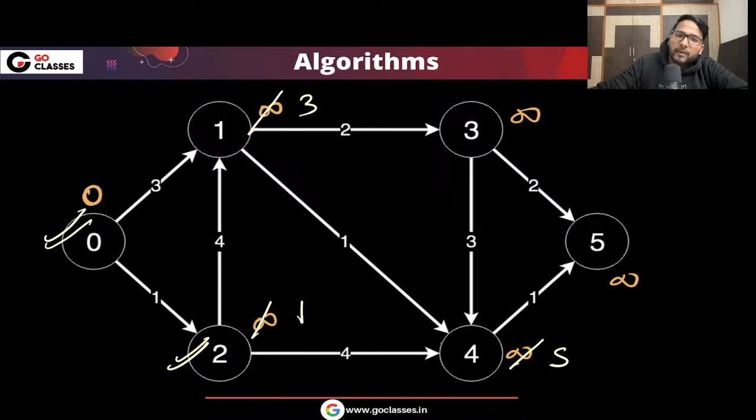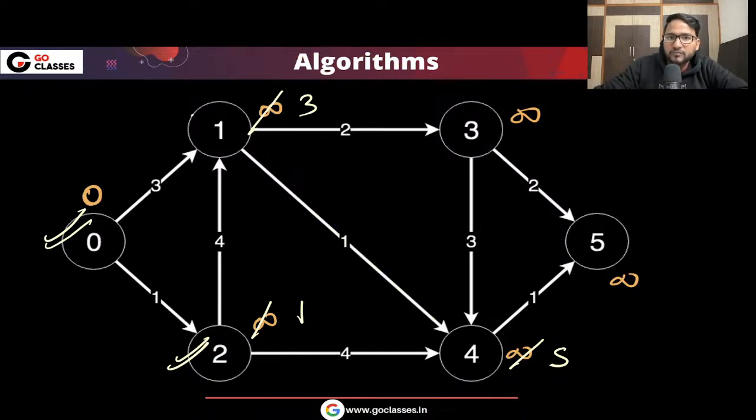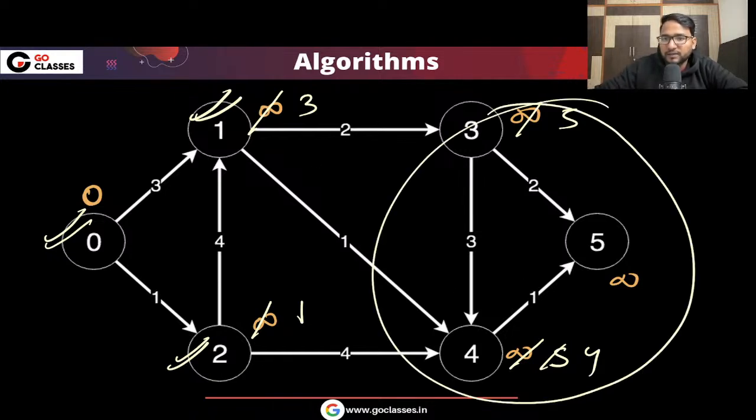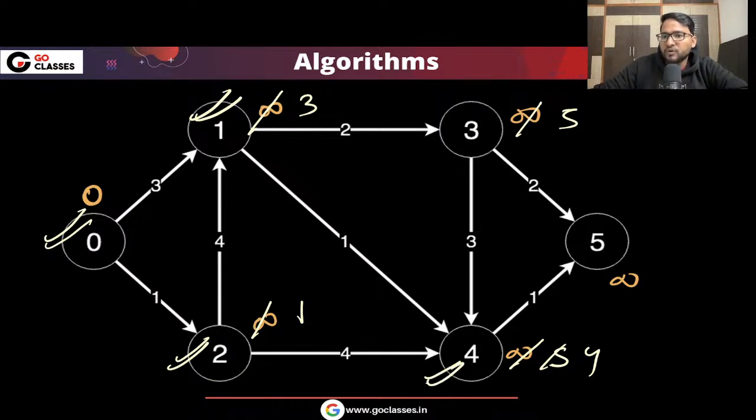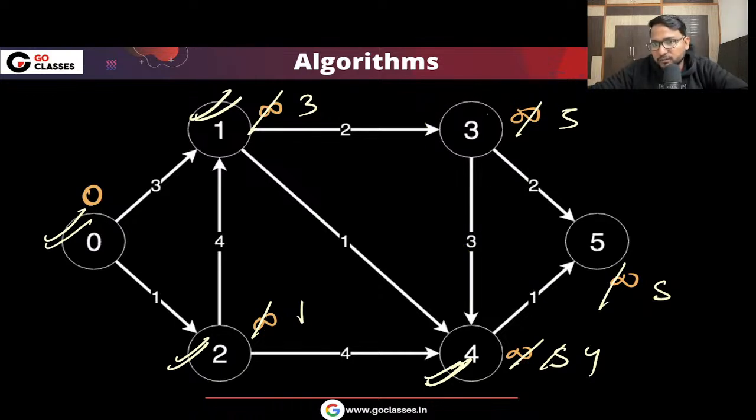Now what is the minimum among 3, 5, infinity, infinity? I think 3 is minimum. You pick this, this will be 5. So this is 5, this is 4, right? What is the minimum among 4, 5, infinity? I think 4 is minimum. You pick this and relax all the outgoing edges, 4 plus 1, 5. So you will update it. Now what is the minimum among these two? I think anything, so you can pick anything. Let's suppose you pick this 3.